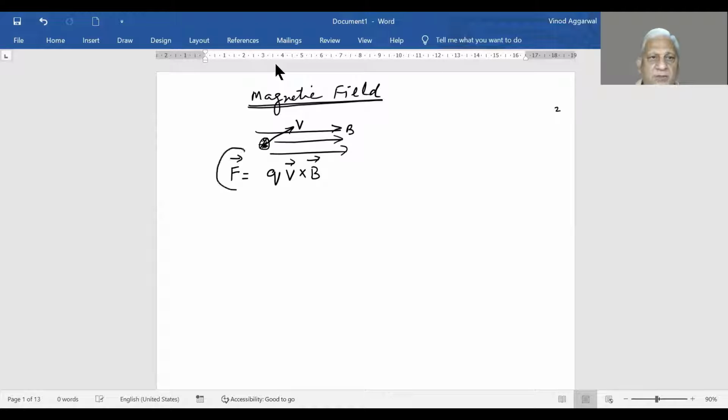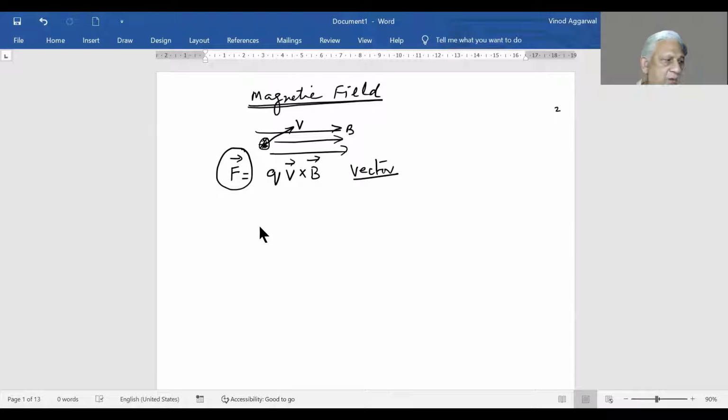Where F is the force experienced by the charge, Q is the charge on the particle, V is the velocity with which it is moving in the magnetic field B. So this is a vector. It will have its direction as well as magnitude.